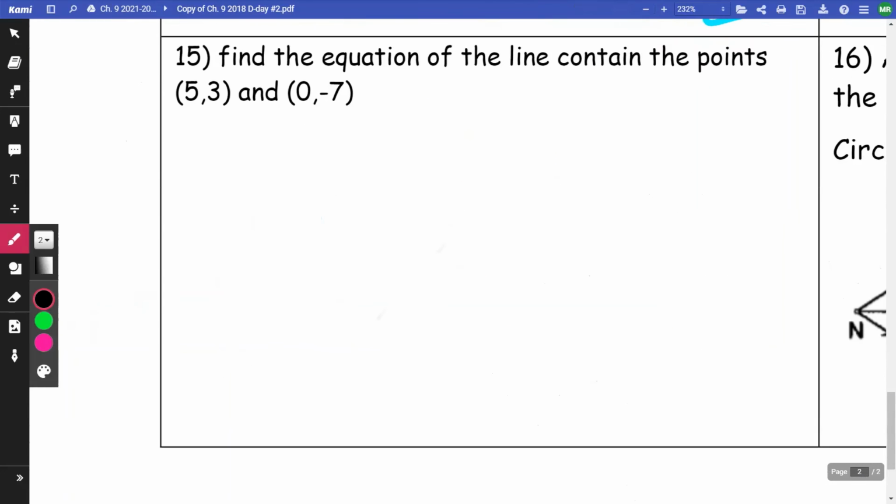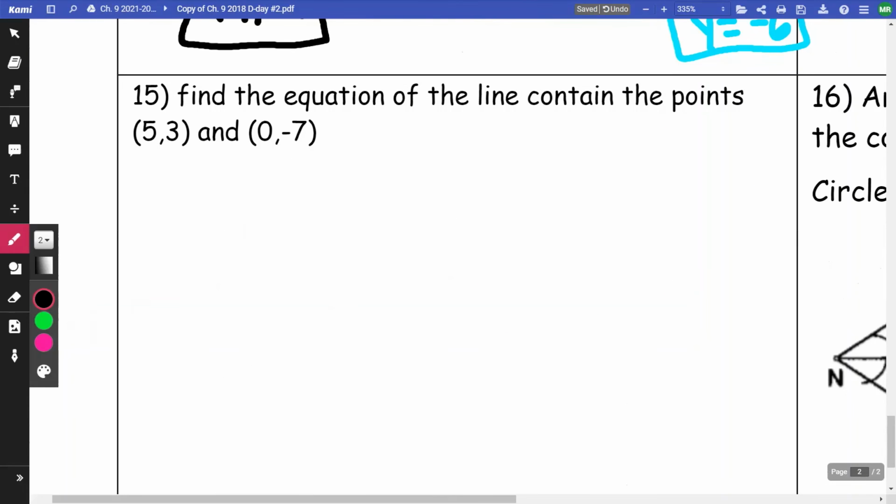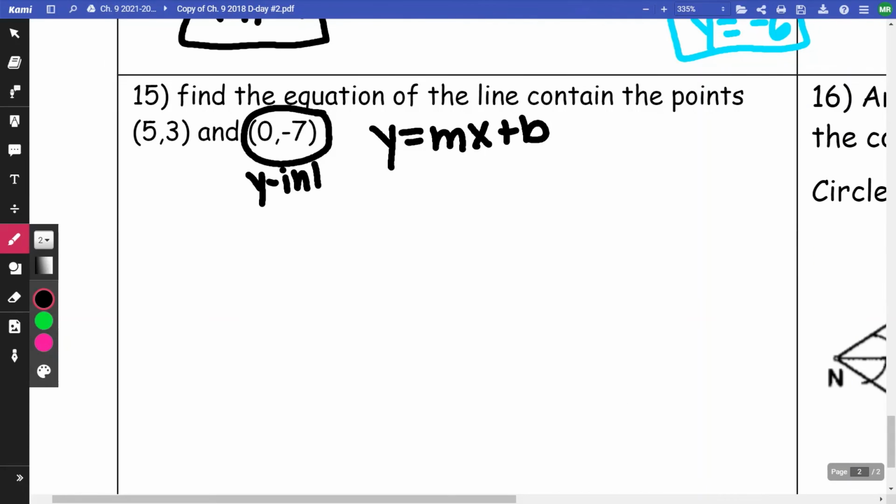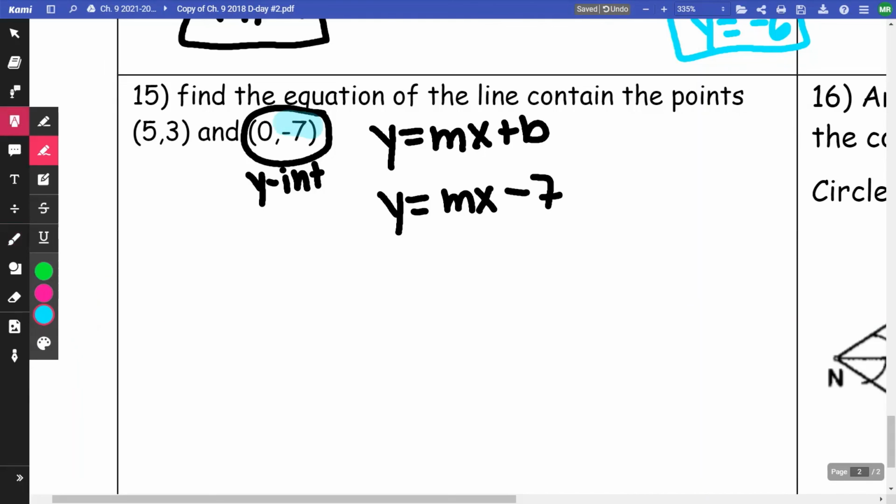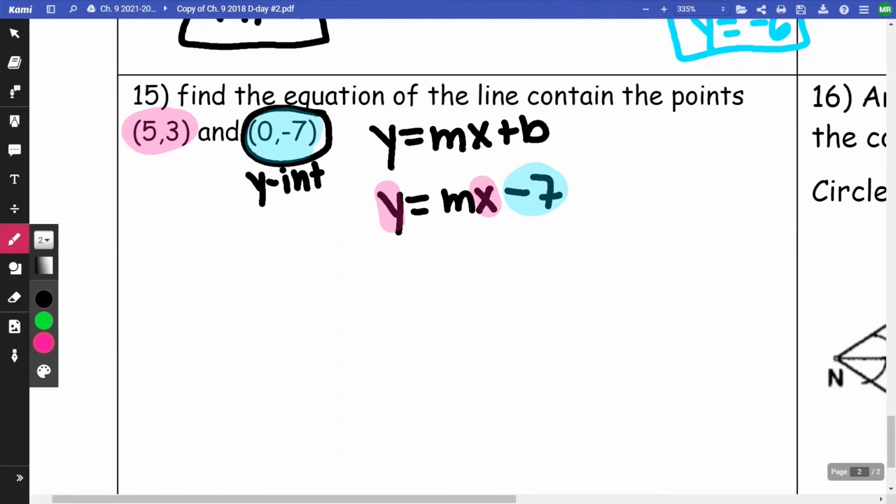On 15, I want to find the equation of the line that goes through these 2 points. So an equation of a line is y equals mx plus b. Now, in this situation, that is our y-intercept. (0, any number) is a y-intercept. So I know I'm going to have y equals mx minus 7. And again, that is because this is going to go right there. Now, what I'm going to do is put this point here in for my x and y so I can find my m.